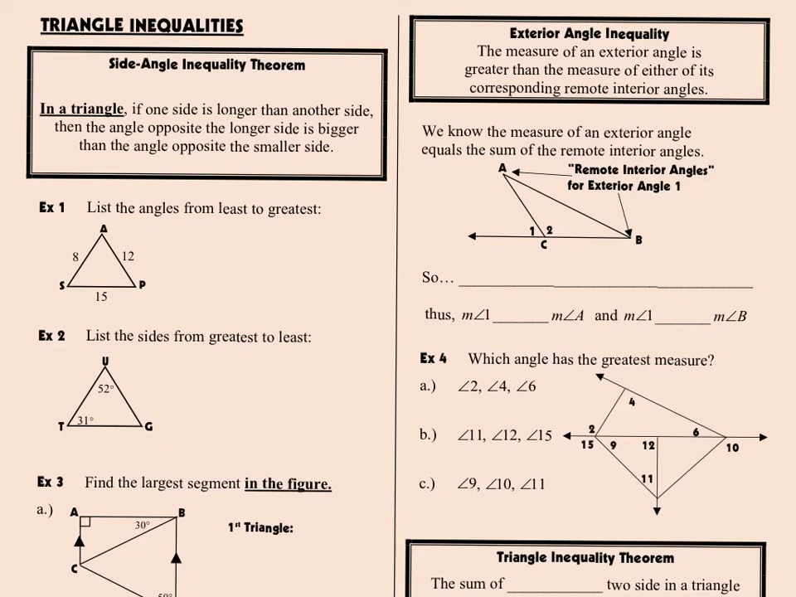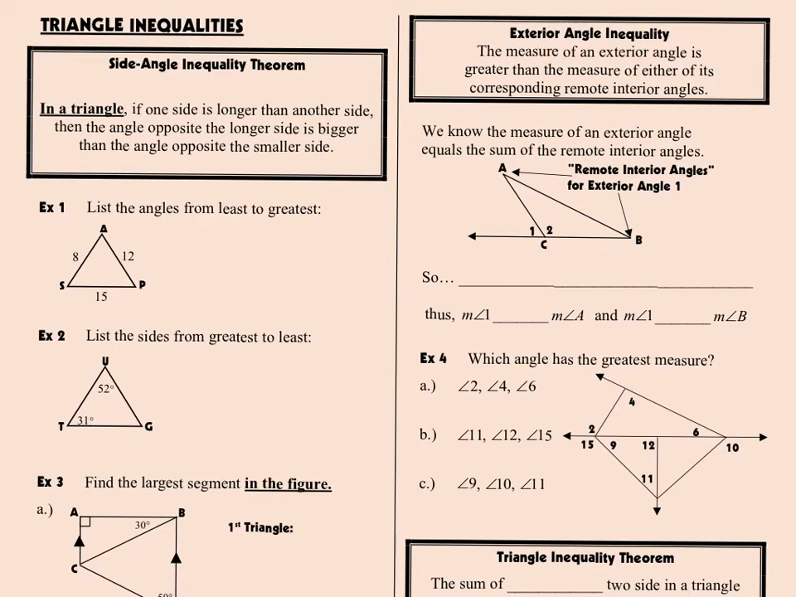We're going to finish off the back of this foldable. We're going to do that second column. We're going to look at the remaining triangle inequality theorems. Now, on this right-hand side, we're finishing off this side here. On this right-hand side, the first one we're going to look at is the exterior angle inequality theorem.